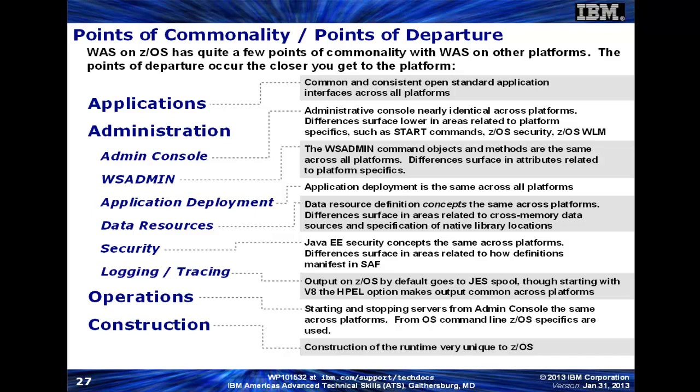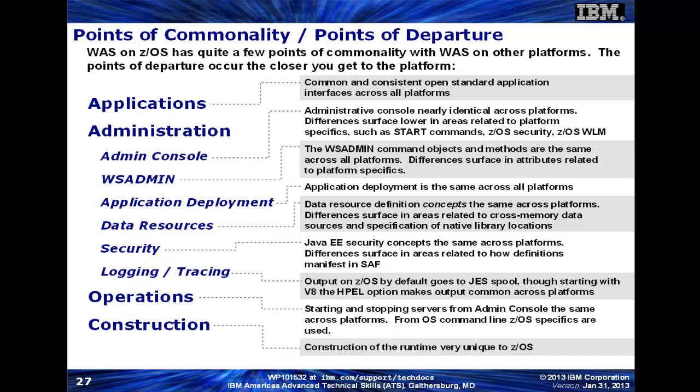That's what this chart is indicating. Much is common across platforms. Some is different. The differences come in the closer to the platform you get. The chart progresses from the application layer on the top to platform-specific runtime construction at the bottom. Not surprisingly, there are no differences at the top. Differences appear as you move down the chart. Obviously, the construction of the runtime on z/OS is different from, say, on Windows. The creation of the runtime on z/OS requires certain z/OS skills to run batch jobs to create the components. It's not difficult, but it is different from other platforms.